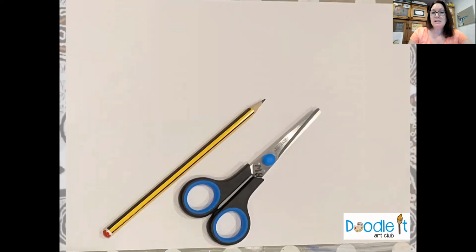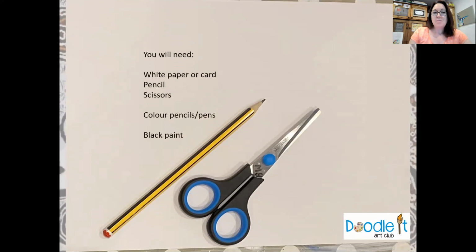So what you need today, just some white paper or card again, some pencil, and a pair of scissors. You also might need some black paint. If you don't have black paint, there's another way we can do a certain part of it, so it doesn't matter. But you're going to need your white paper, a pencil, some scissors, some color pencils, and black paint or pens.